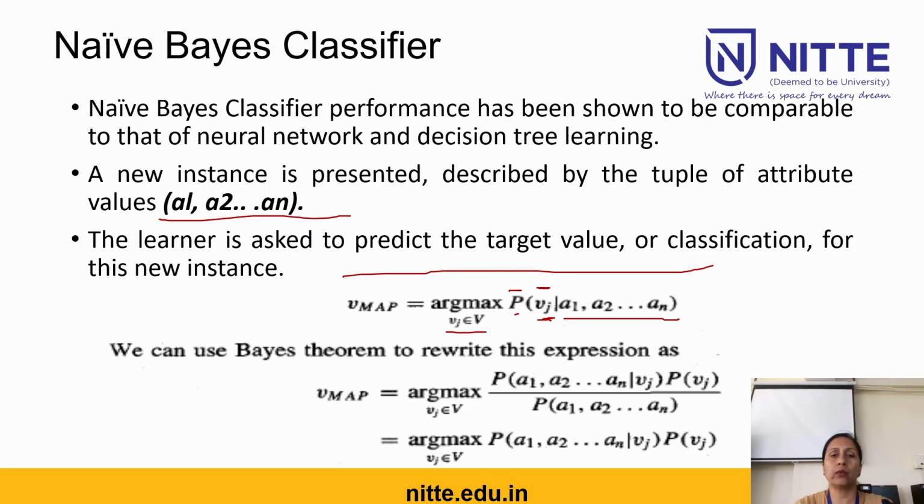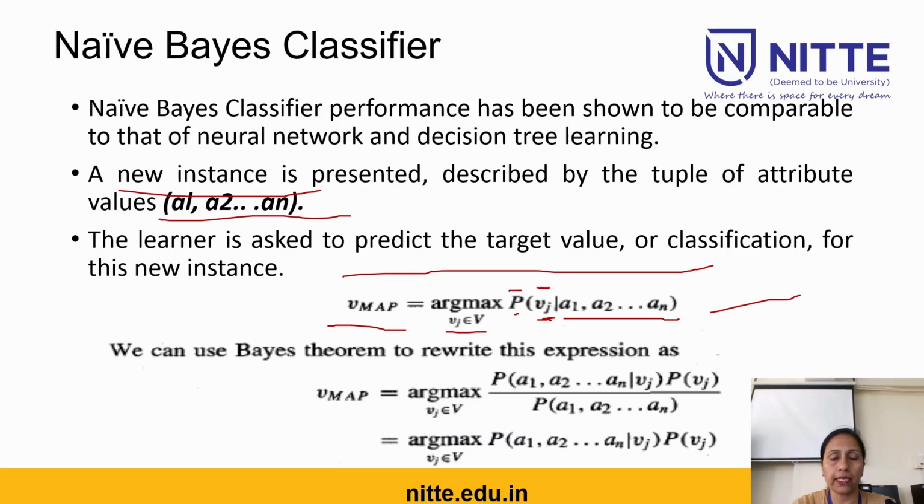Here we have used the VMAP. VMAP is nothing but maximum a posteriori probability. The meaning is that whichever Vj, whichever target label has the highest probability, that is called VMAP, and that label, the label with the highest probability, will be assigned to this new instance with these attributes. So that's the meaning of this formula, the mathematical equation for the naive Bayes text classifier.